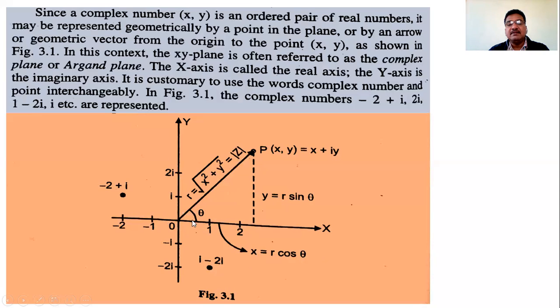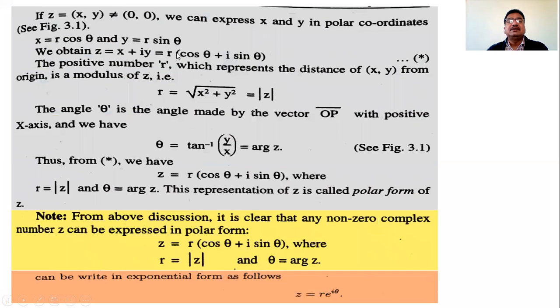And what is sin theta? Sin theta is the opposite side, y, divided by r, the hypotenuse. Okay, this is the right angle triangle. So sin theta is y by r, and therefore y is r sin theta. If we substitute x and y as r cos theta and r sin theta, then z is equal to r in bracket cos theta plus i sin theta. Take r as the common factor. And r is root of x square plus y square, and theta is tan inverse y by x.